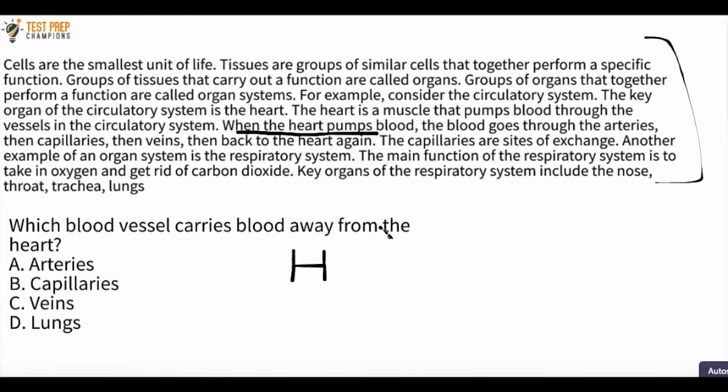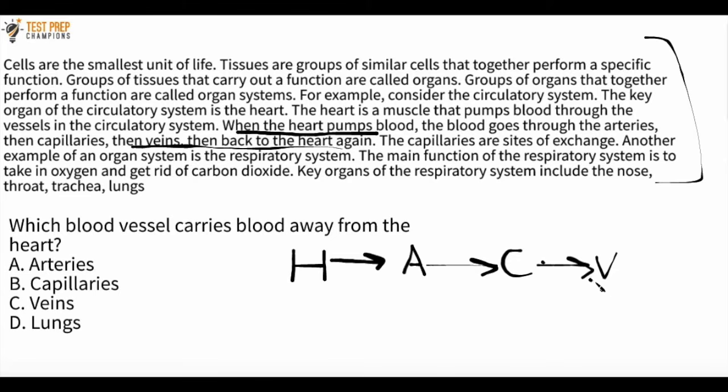So it says the heart pumps blood, the blood goes through the arteries. So from the heart, the blood is going to go to the arteries, and then the capillaries. For arteries, I'm just going to put A. For capillaries, I'm just going to put C. So it tells us then the veins. And then where does it go after the veins? It says from the veins, it goes back to the heart again. So simply put here, this is the path of blood once it leaves the heart.